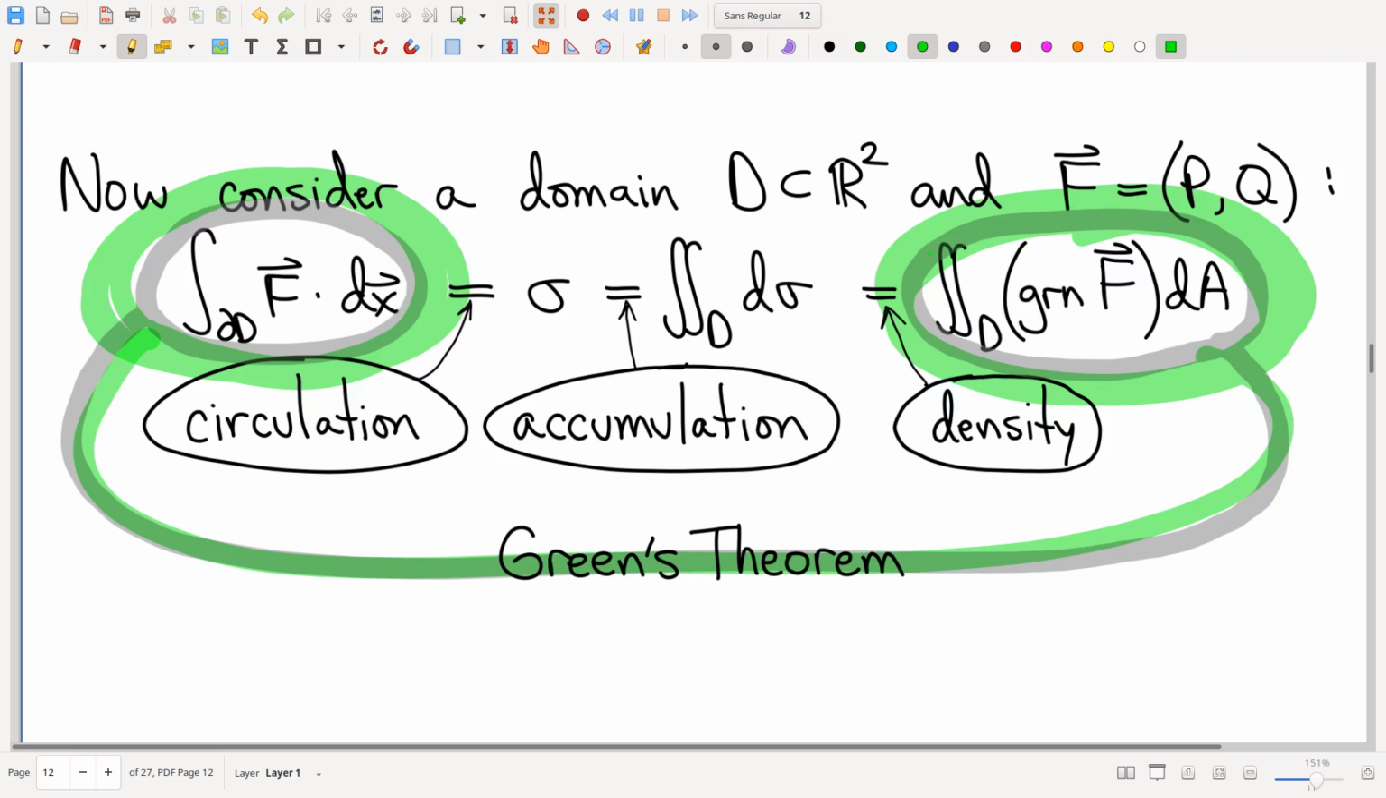Okay. All right, so this is called Green's theorem. How we doing? Everybody all right? Okay.